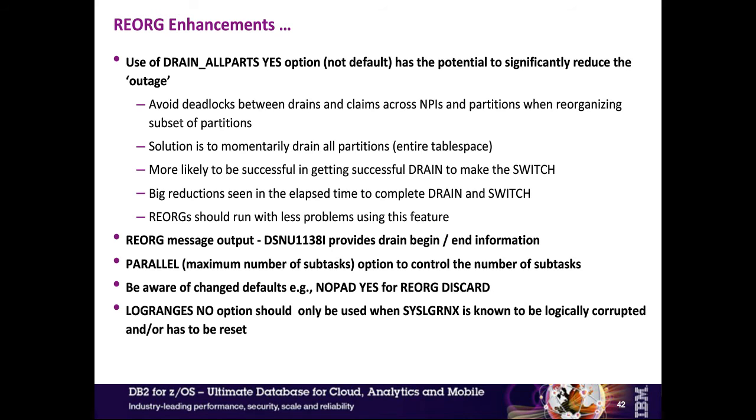And finally on this slide, there's a new option called LOGRANGES NO. And this is intended for very special use when the contents of this log range are not trustworthy. In other words, they're logically corrupted, or it has to be reinitialized. Normally, LOGRANGES NO will only be used under the guidance of DB2 Level 2. Now let's turn to slide 43.